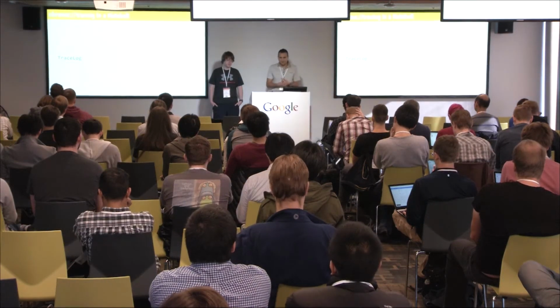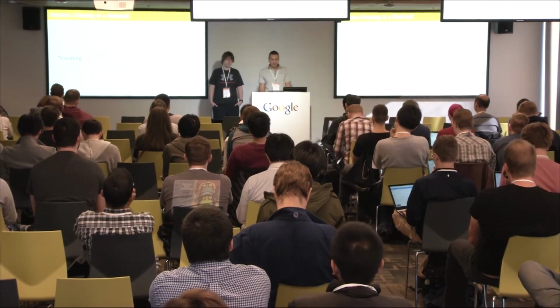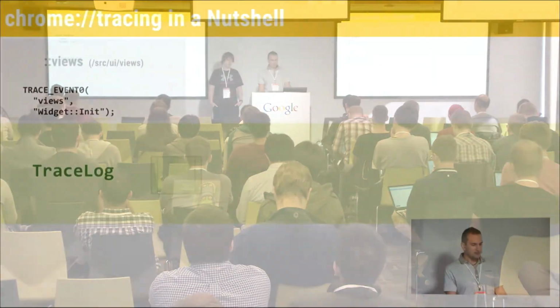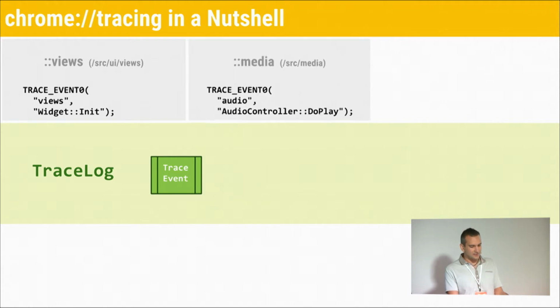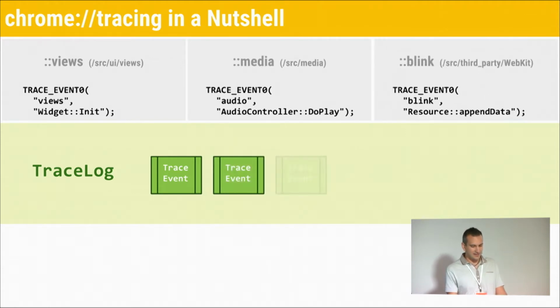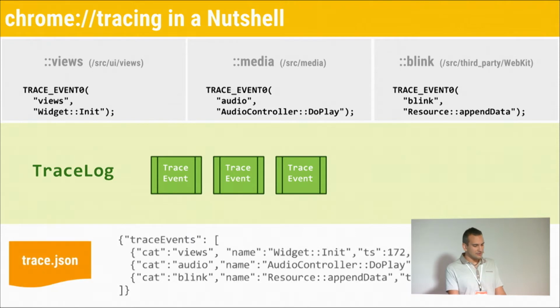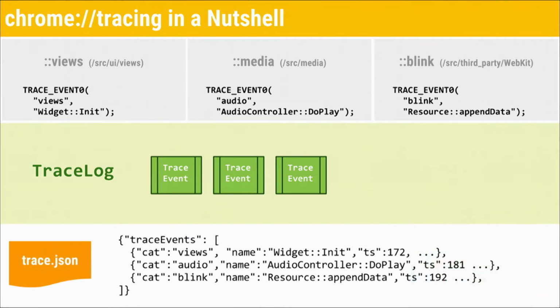You might be familiar with the overall idea of tracing. The idea of tracing is that the code base is instrumented with trace events like this. All over the code base there are these trace events: we are initializing some widget, or something is happening in the media stack, or something is happening inside of Blink. All these trace events end up in a log, and when the tracing is over, this log is serialized into a tracing file, which looks pretty much like this.